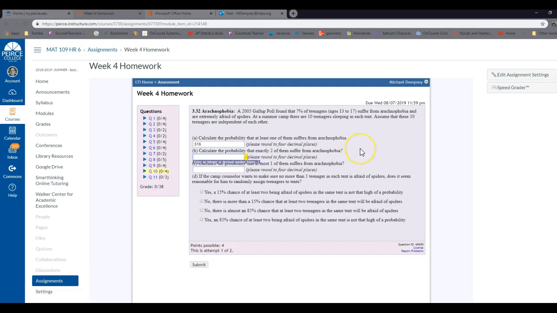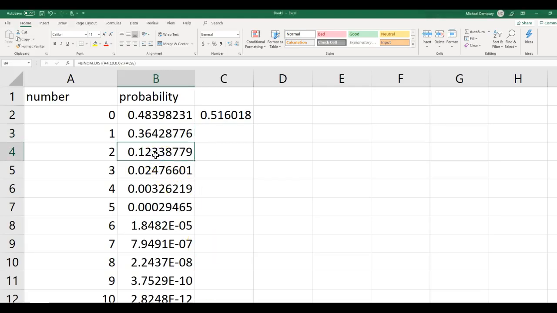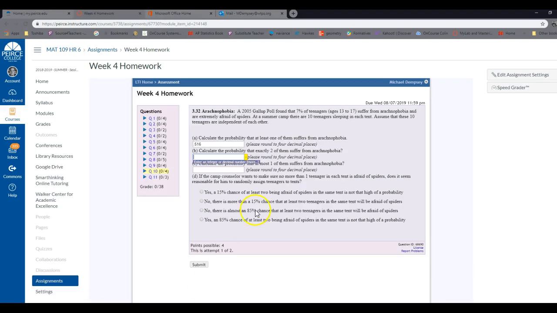Okay. Calculate the probability that exactly 2 of them, well, this is going to conveniently be right here in the table for me. Exactly 2 of them: 0.1234, we'll say.